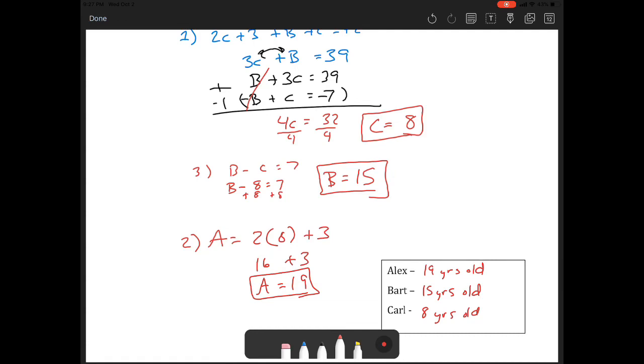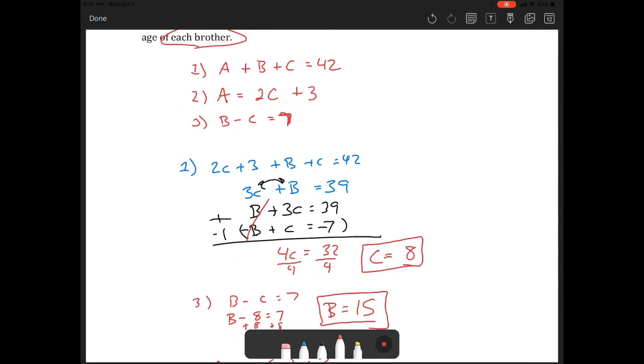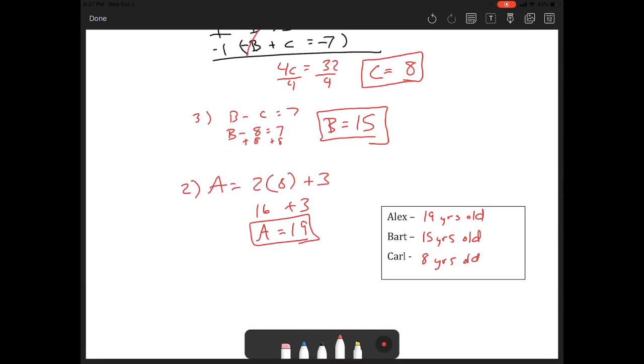Remember, you guys can always check this by plugging these numbers back into our original equation, which would be 19 plus 15 plus 8, which is going to be your 42. So then that means you check out there. And you can plug them back into each different equation to make sure they all match up. But that's going to be the end of our 3x3 substitution notes.